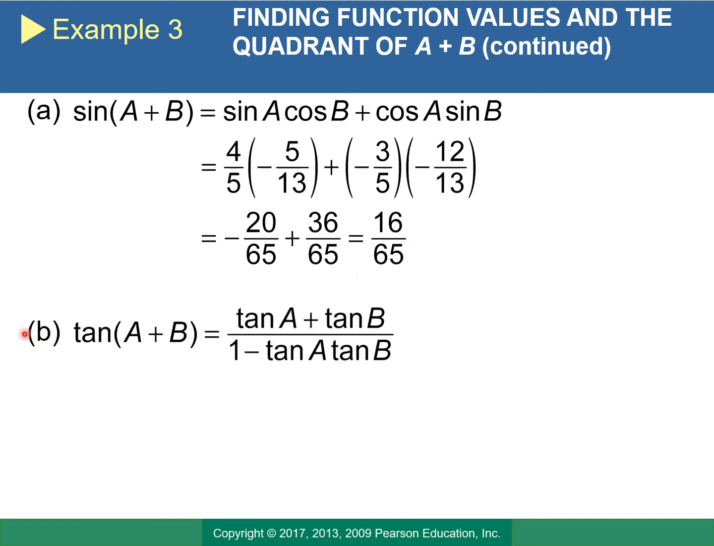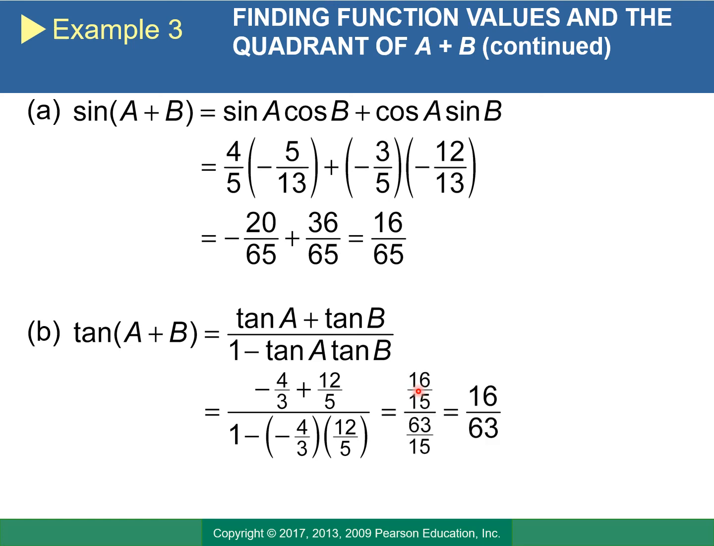All right, part B, tangent of A plus B. We also have all four of these, actually two. This value repeated top and bottom, and this value tangent B repeated top and bottom. And we're going to fill those numbers in. Tangent of A was -4/3, tangent of B was 12/5, and after we simplify a little bit, we end up with 16/63. So that's our tangent of A plus B value.